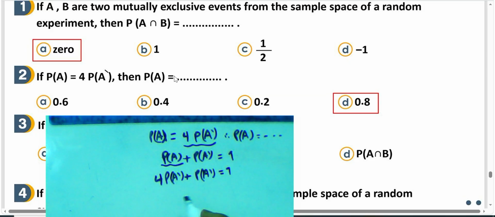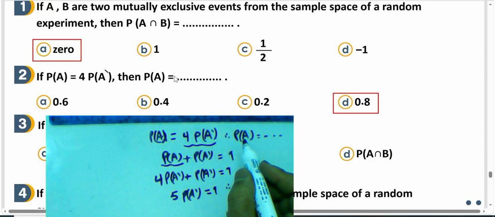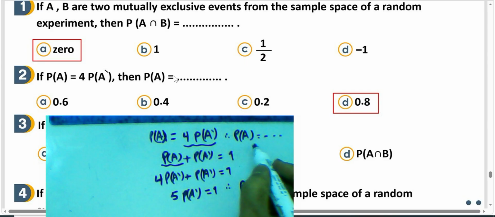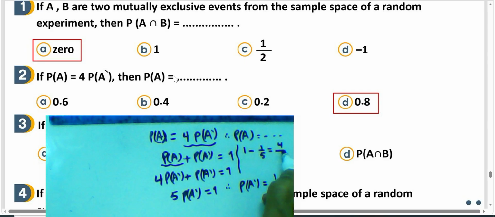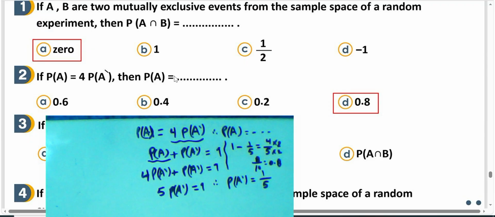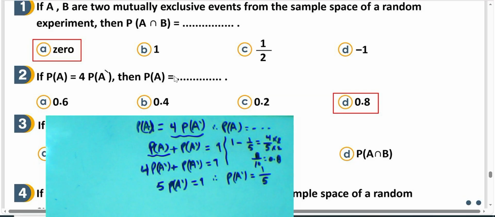We can add together here, the result will be 5 probability of A complement, and the result will be 1. Then probability of A complement will be 1 over 5. Now we can find probability of A: write 1 subtract 1 over 5. It will be 4 over 5. 4 over 5 we can convert to a decimal by multiplying numerator and denominator by 2. So the result will be 8 over 10, which is 8 tenths. The answer here will be 8 tenths. Okay, it shows letter D.